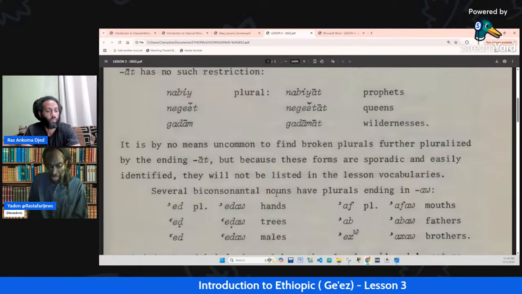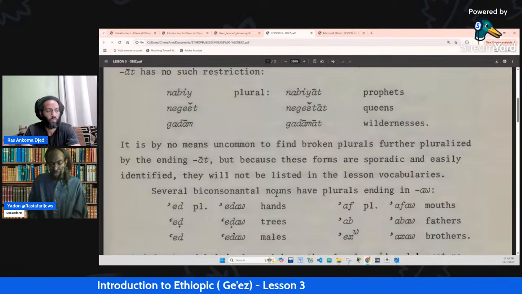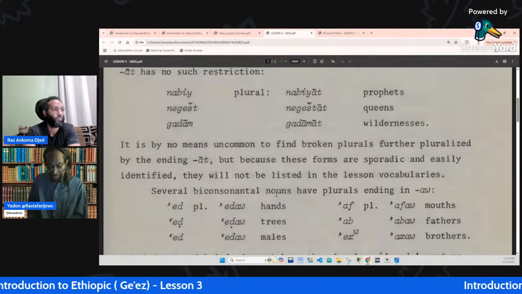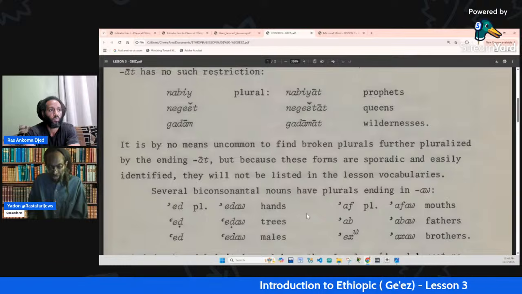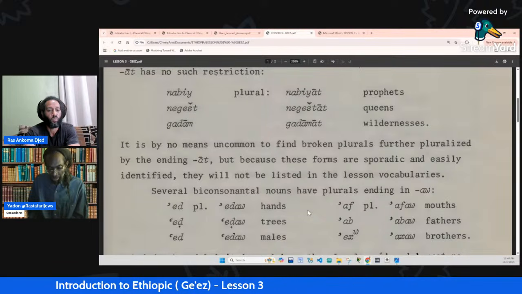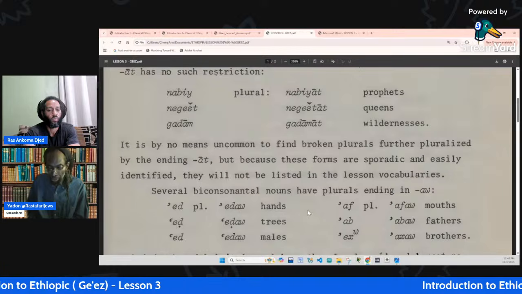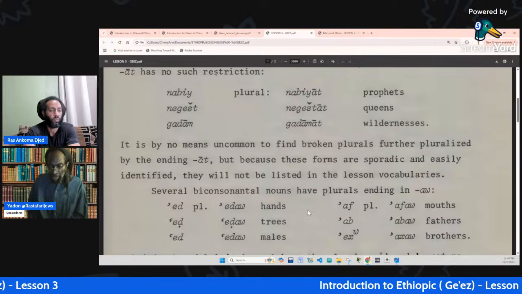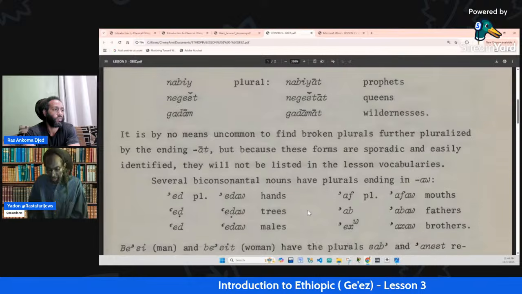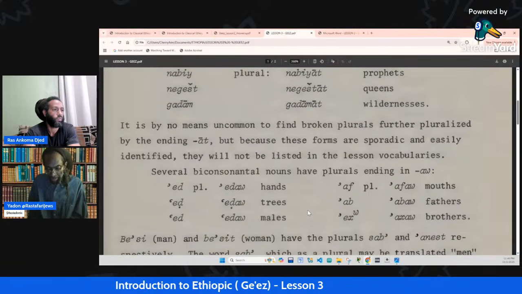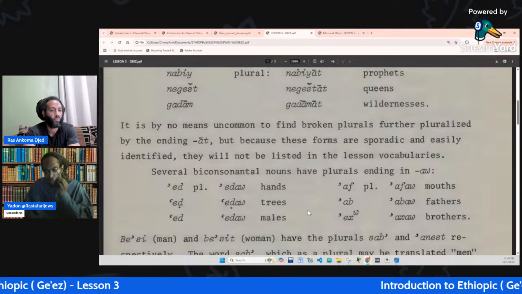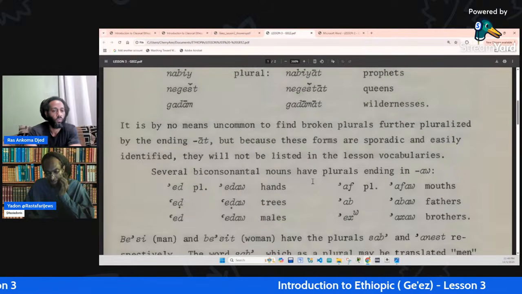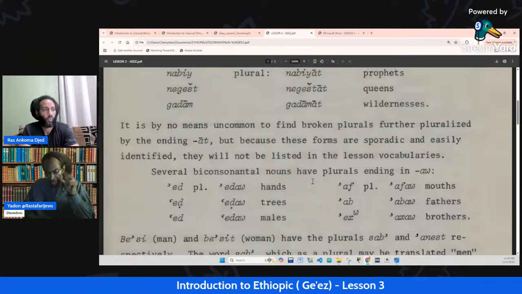So the at, as was mentioned, does not have such restriction. Nabi, prophet, Nabiyat, prophets. Negisht, queen, Negistat, queens. Gedam, a wilderness or monastery, Gedamat, wildernesses. So moving forward, take note of those two right there: the an sound as a suffix and the at.